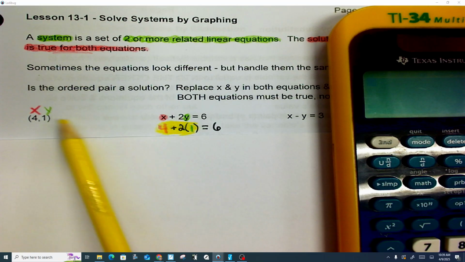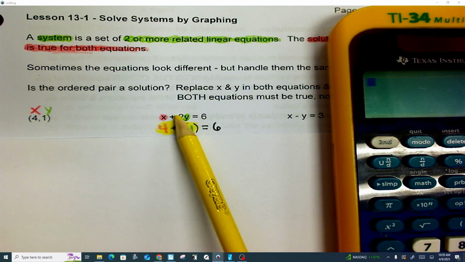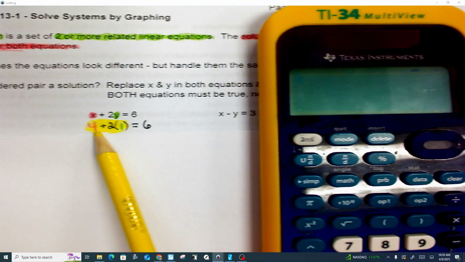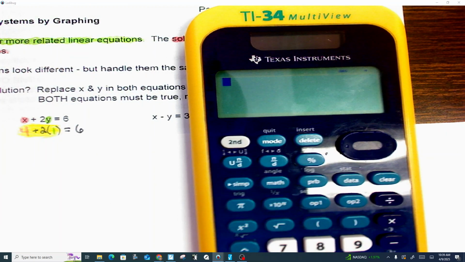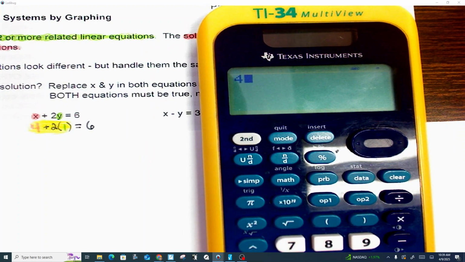Okay, so we got to find out, does this ordered pair actually make this equation true? The easiest way to do that is to pull out your calculator, and it does the order of operations. It'll do the multiplication first. 2 times 1 is 2, and 2 plus 4 is indeed 6. So yes, this is a solution, but for my people that are really struggling, this is how you can actually use your calculator and trust it. You would say 4 plus 2, and then times the 1 right there, and just hit enter. Hey, look, we got 6, the same thing that's right there.